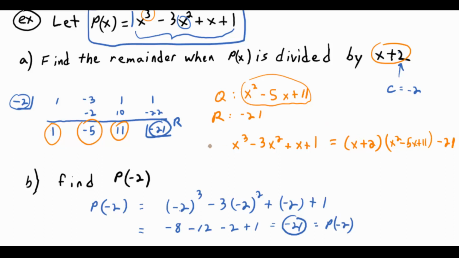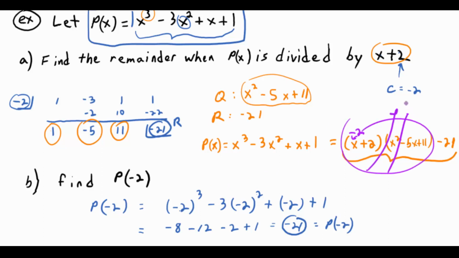So this guy right here is p of x. This x cubed minus 3x squared plus x plus 1. That is p of x. What happens when you plug in negative 2? Use this form from the check on division. What happens when you plug in negative 2 right there? You get 0. This whole thing is equal to, that's a big equal sign, 0, right? So what's left? Negative 21.